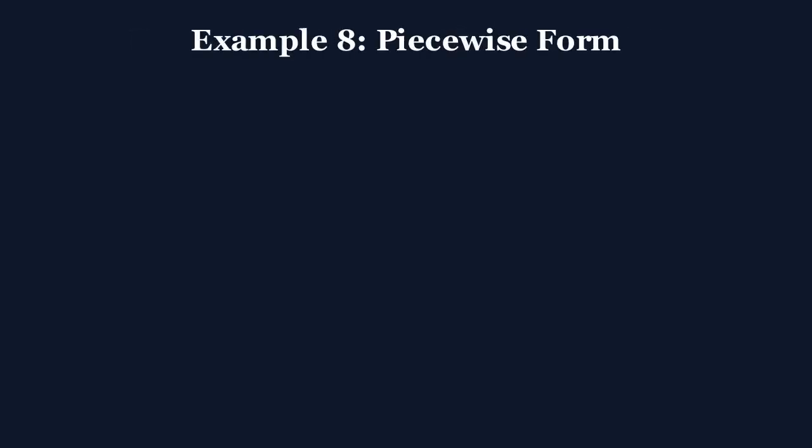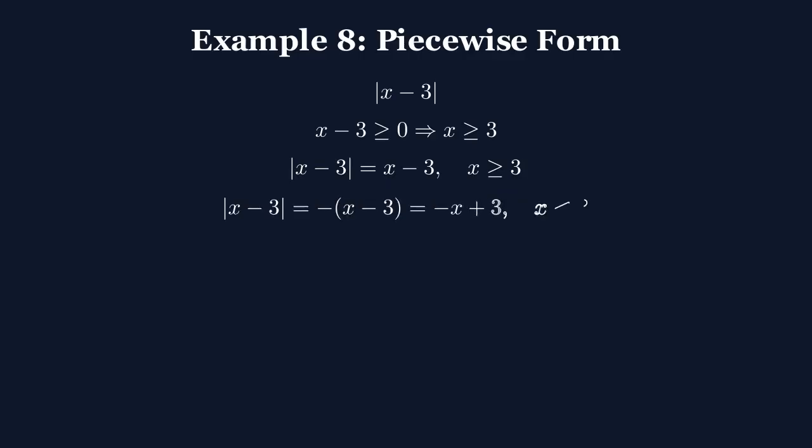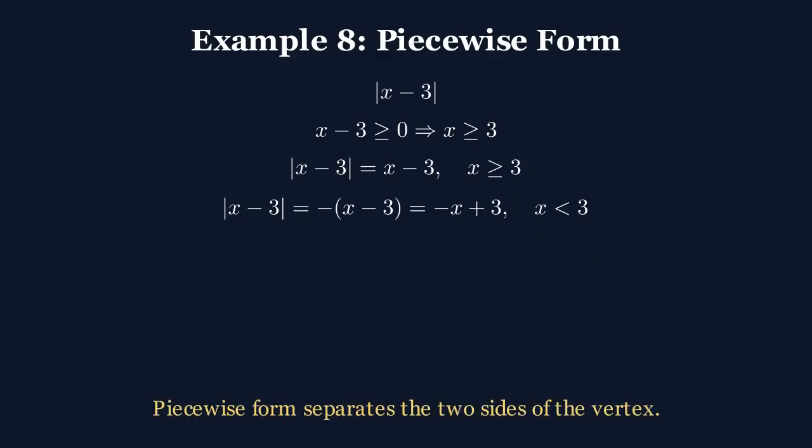Example 8. Write |x - 3| in piecewise form. When x - 3 is non-negative, which means x is at least 3, the expression stays x - 3. When x is less than 3, we change the sign, so it becomes -x + 3. Piecewise form shows how absolute value behaves on each side of the vertex.